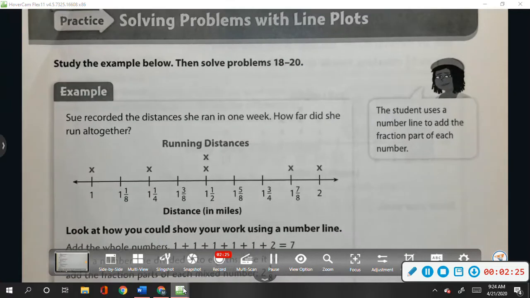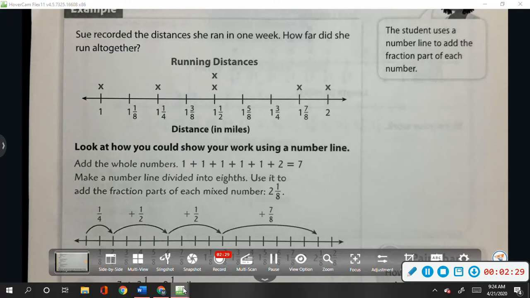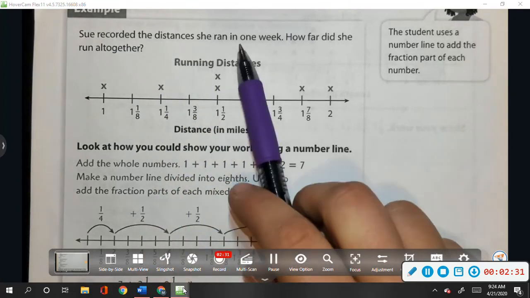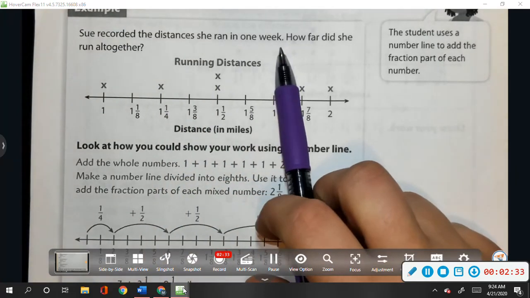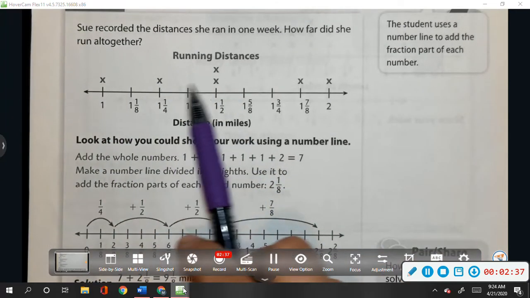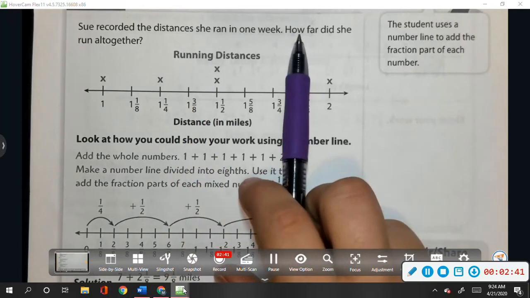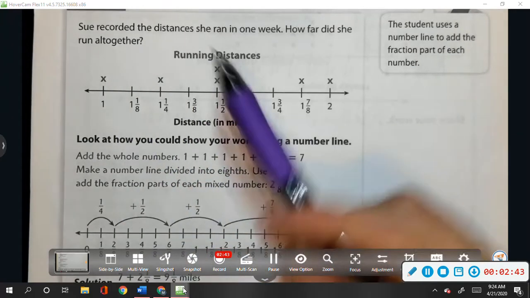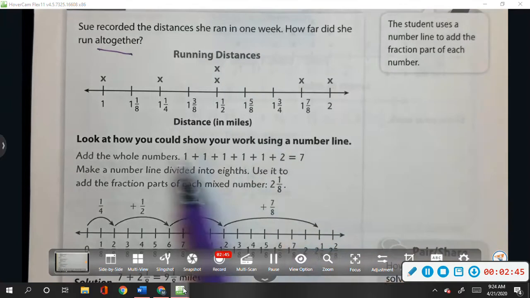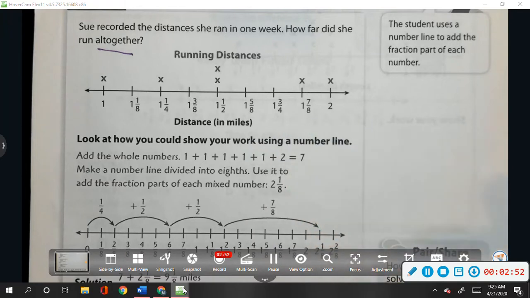Alright, so straight into our guided practice. Let's look at this example together. Sue recorded the distances she ran in 1 week. How far did she run altogether? So this is how much she ran for the whole week, and they want to know how much it would be altogether. So it sounds like we're going to be adding up these distances, in miles.